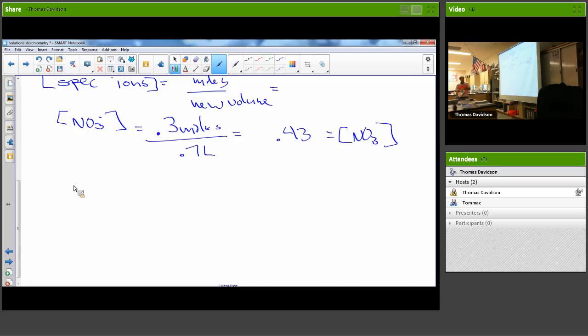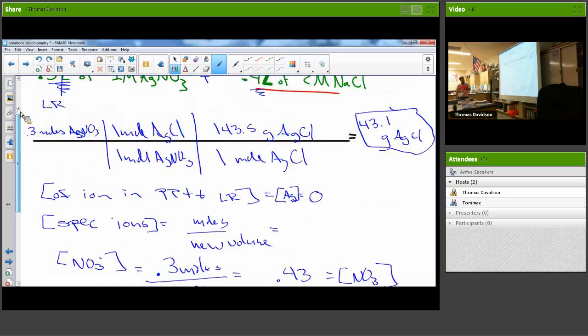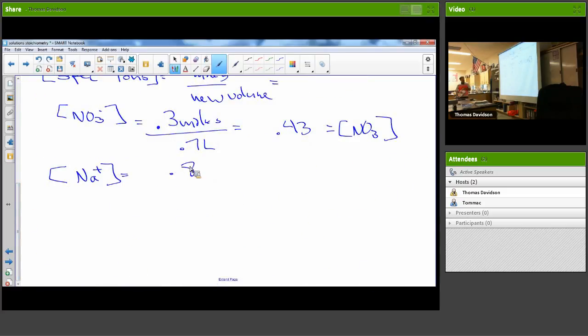And then we'll do the same thing with the other one. Was that Na, right? And it had 0.4, didn't it? No, 0.8 to start. All right, and the denominator is still the same, 0.7 liters. So now we have 1 point something, 1.8. What? 1.4.